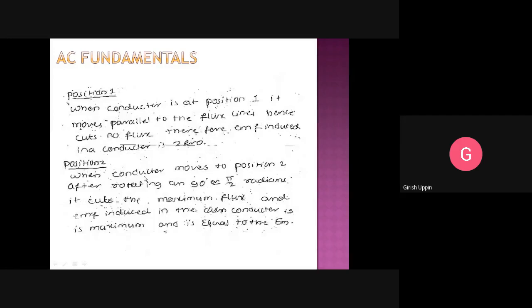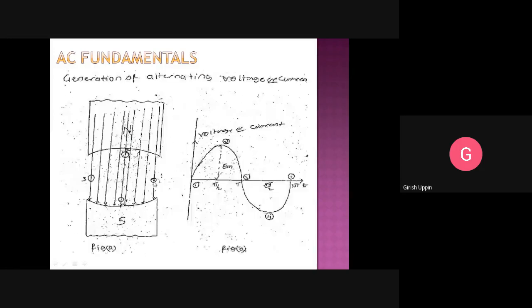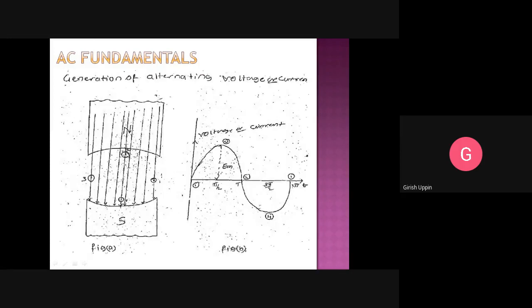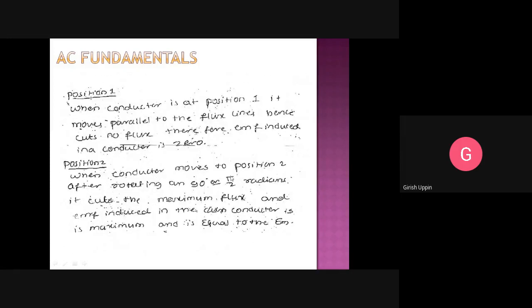That current would also be alternating, similar to this one. The same thing is explained: when the conductor is at position 1, it moves parallel to the flux lines, hence cuts no flux. Therefore, EMF induced in that conductor is 0. Position number 2: when the conductor moves to position 2 after rotating 90 degrees or pi by 2 radians, it cuts the maximum flux, and EMF induced in that conductor is also maximum and equal to Em, that is the peak value.